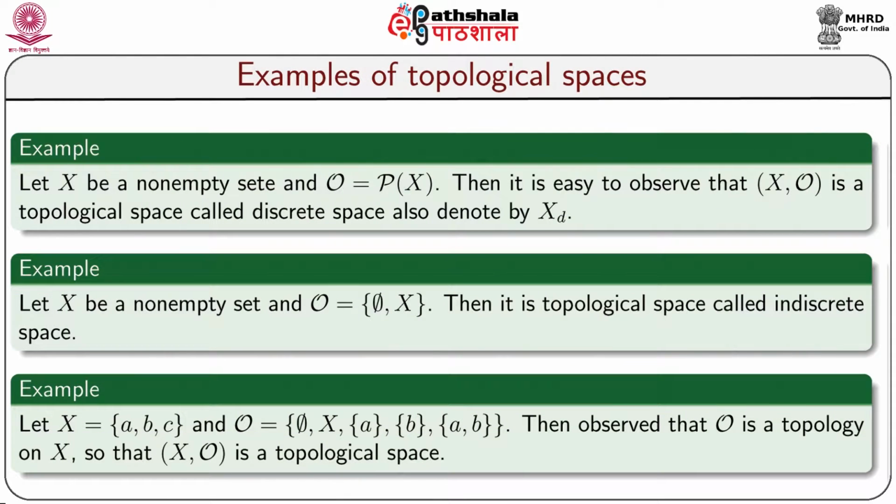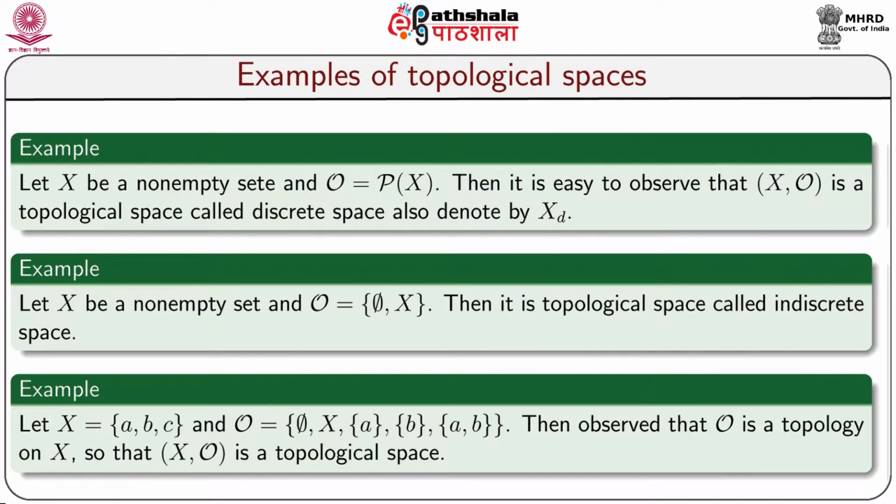Let us give some other examples. Let X be a non-empty set and script O be the power set of X. Then it is easy to observe that X, O is a topological space. It is called discrete topological space. In mathematical situations, discrete topological space is extremely important.